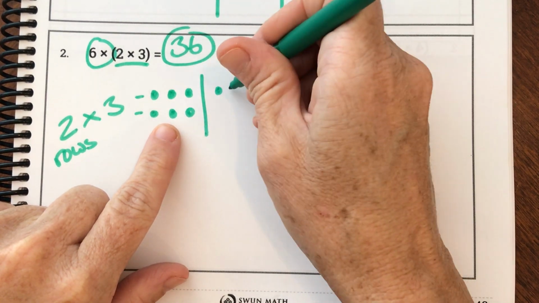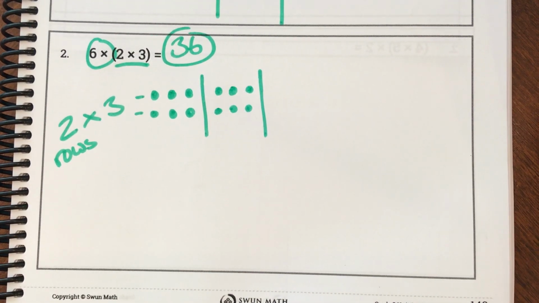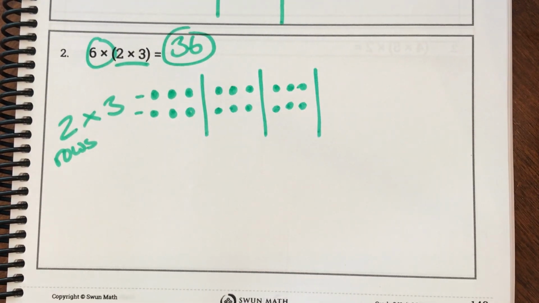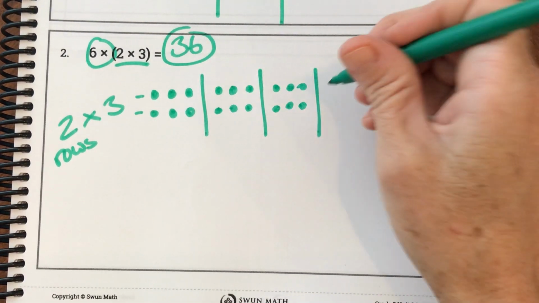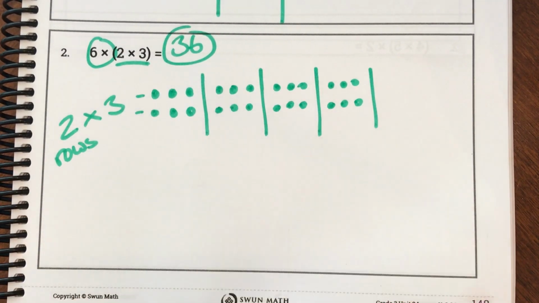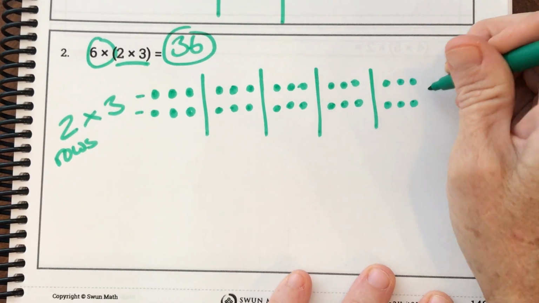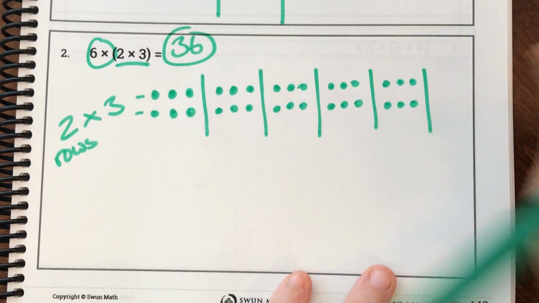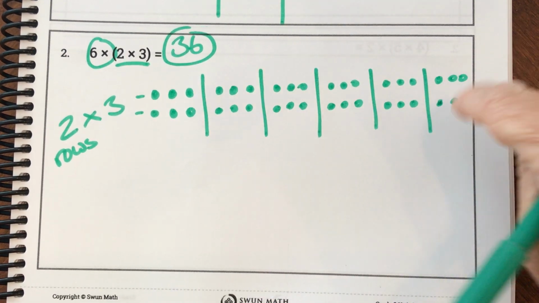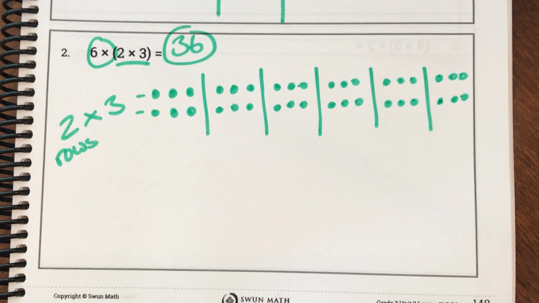So ready? Let's draw it again. That's 2 times. Let's draw it again. That's 3 times. Let's draw it again. That's 4 times. Let's draw it again. That's 5 times. Let's draw it again. 6 times. So I have 2 rows of 3, but I drew it 6 times.